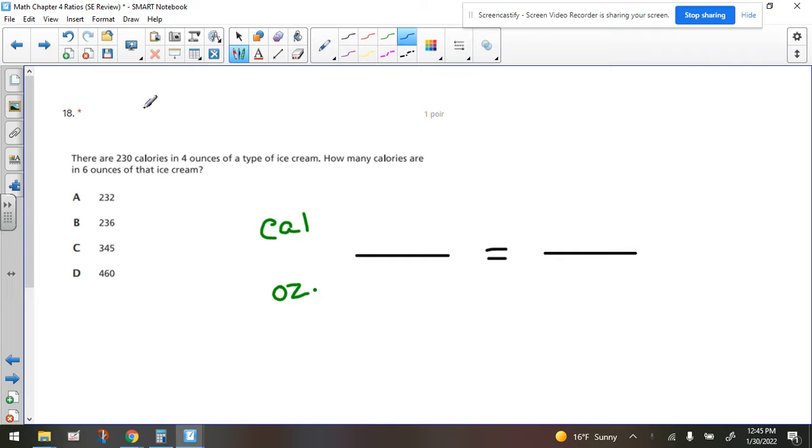We're looking at 18. There are 230 calories in 4 ounces of a type of ice cream. How many calories are in 6 ounces of that ice cream? So the first thing we need to do is take this first little nugget here and write it as a ratio. So let's put calories on the top and ounces on the bottom. So it's 230 calories for every 4 ounces.